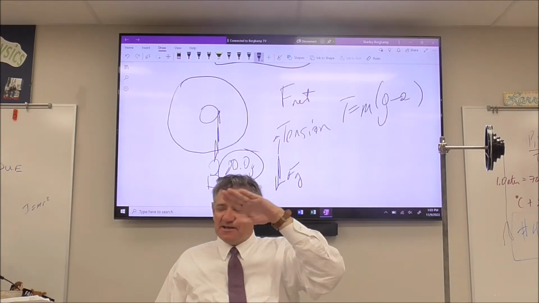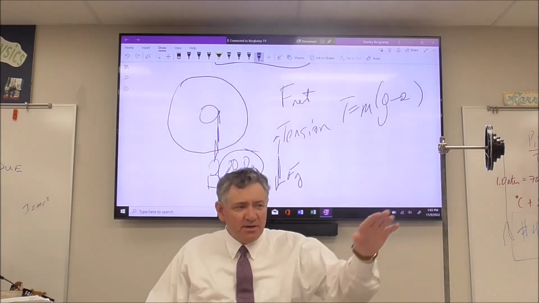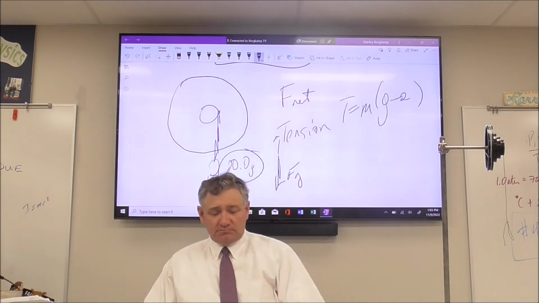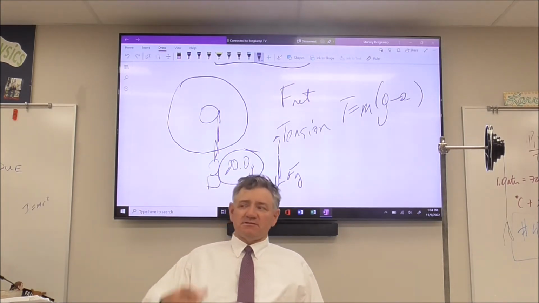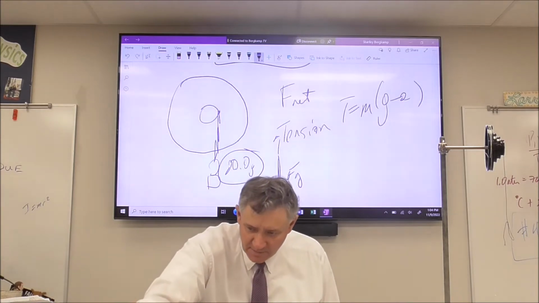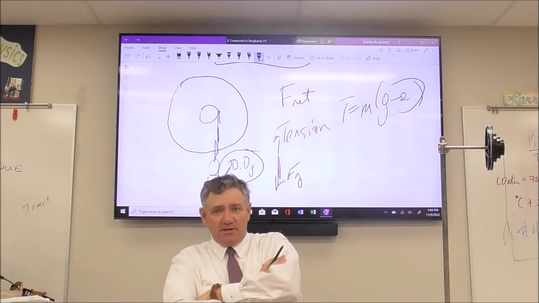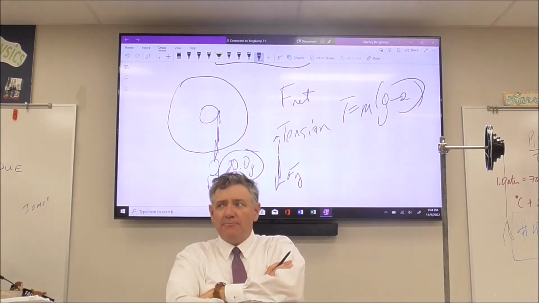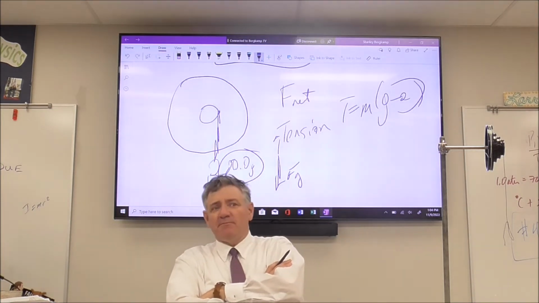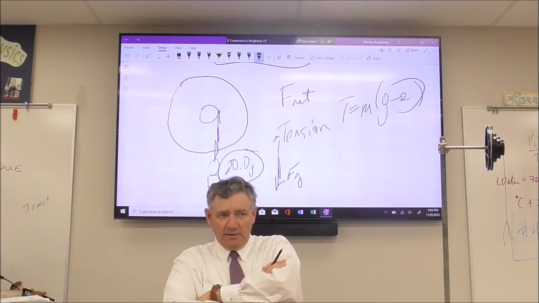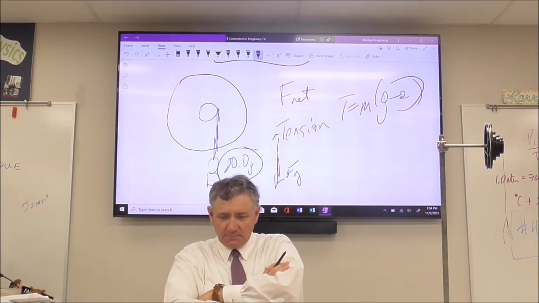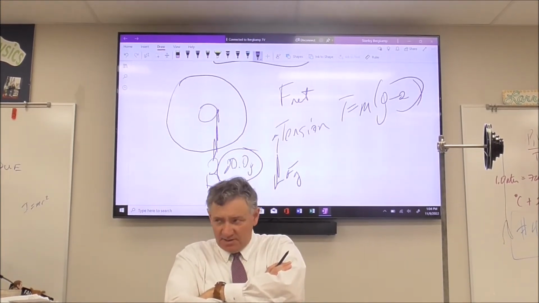So, yeah, here's the deal. If you had just cut the string, and measured the acceleration of the system, what would that value of A be? 9.8. You take 9.8 minus 9.8, you would get zero tension. Right? True. So, here's the deal.